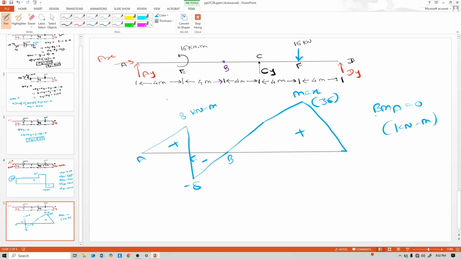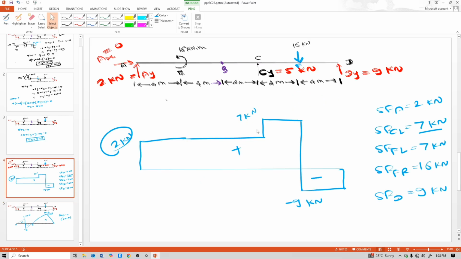So this is SFD BMD. Maximum shear is, see this 9 kilonewton. See why at point F maximum shear occurs. See, load and reaction is maximum near to this point F. So that's why maximum shear happens here.